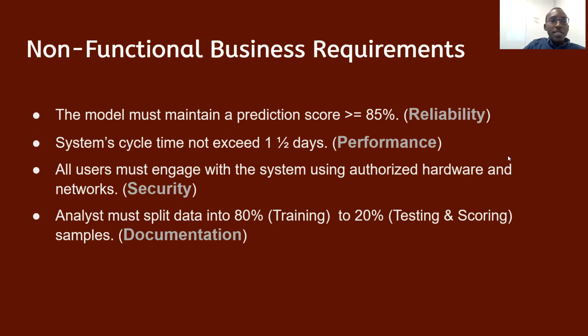Analysts must split data into 80% to 20% sample size. So the 80% sample will be used for training and the 20% sample will be used for testing and scoring the model. This research shows that 80 to 20% training to testing samples is the most efficient way of training and testing models in the machine learning world.